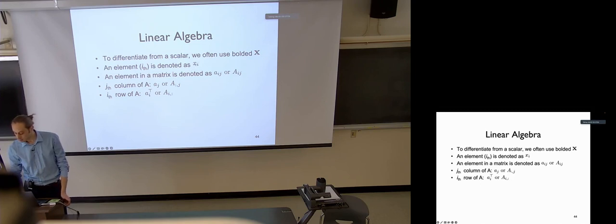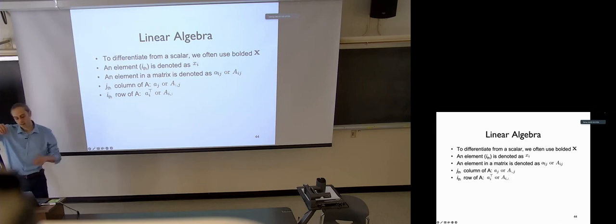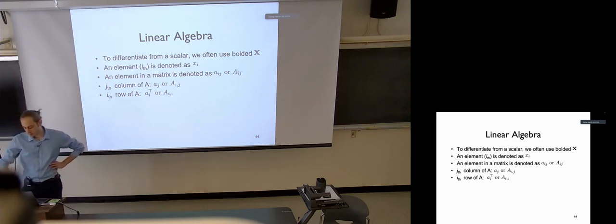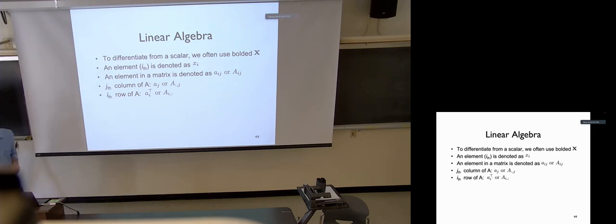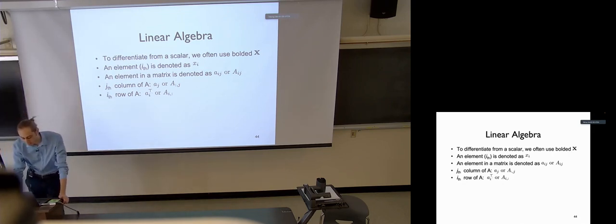An element i is noted as x of i. An element in the matrix is noted as aij, so the element at row position i, column j. The jth column of A we refer to as aj, and the ith row, we simply take ai. And this is the transpose, or we write it like this. What this means is that we first transpose the matrix, then we take the column.